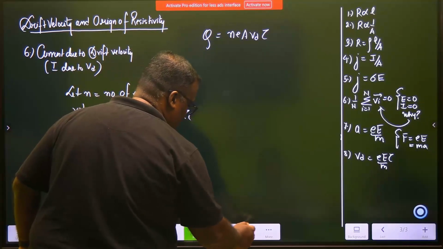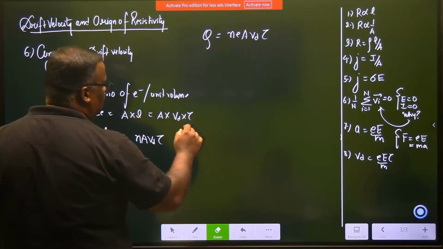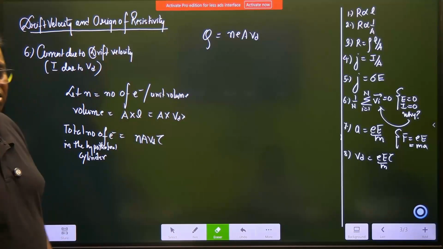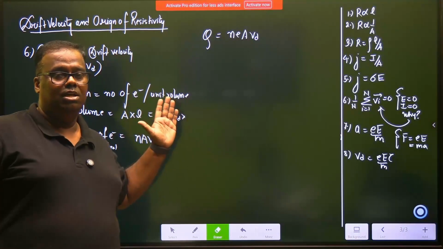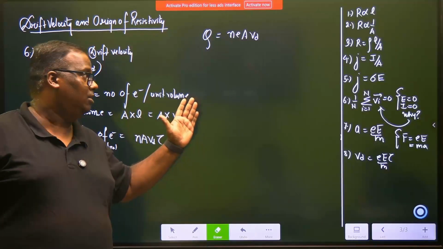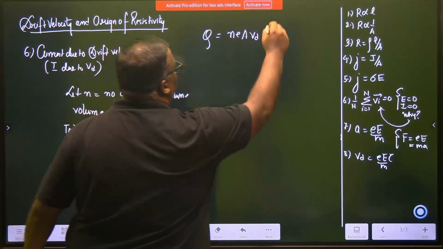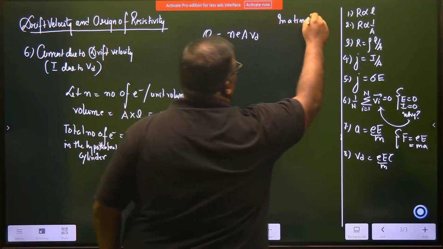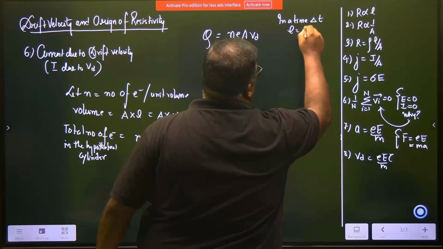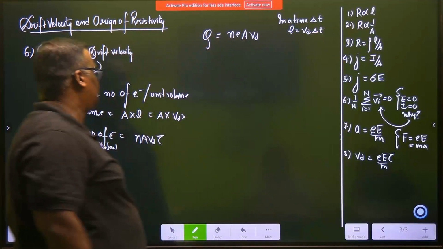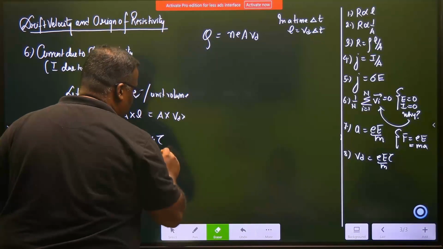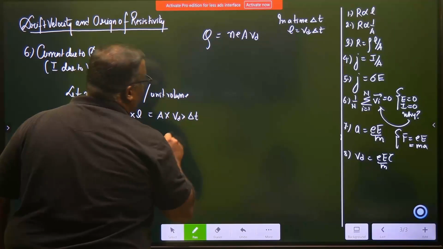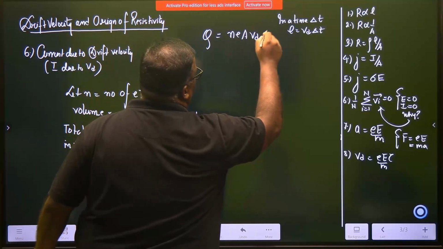Instead of tau, one small mistake happened. Just go back to your definition where we had written relaxation time, and replace that tau. That was my mistake. In a time delta t, the length is always equal to Vd into delta t. Tau is relaxation time, sorry. So it is NEAVd delta t.